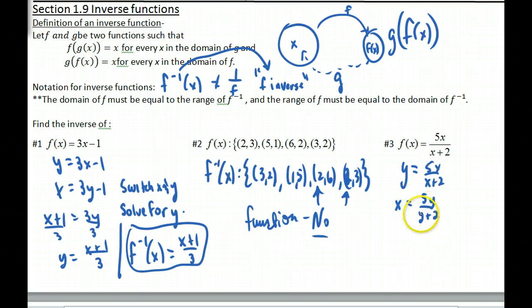Now, how to solve for y? There's 2 of them. And this gets a little bit tricky, but this is a great technique, and you need this in calculus too. I cross multiply. And then I can distribute: xy plus 2x is equal to 5y. I want to isolate my y now. And how I do that is I get the y's to one side.